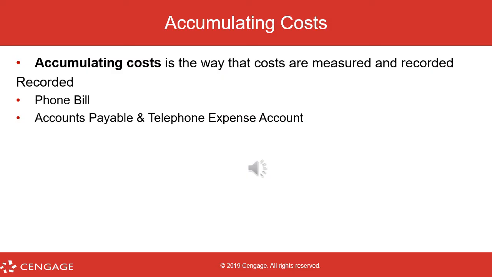Next, we're going to talk about accumulating costs. Accumulating costs is the way that costs are measured and recorded. The accounting system typically does this job quite well. When the company receives a phone bill, for example, the bookkeeper records the telephone expense account in addition to the liability account, accounts payable. In this way, the cost is accumulated.